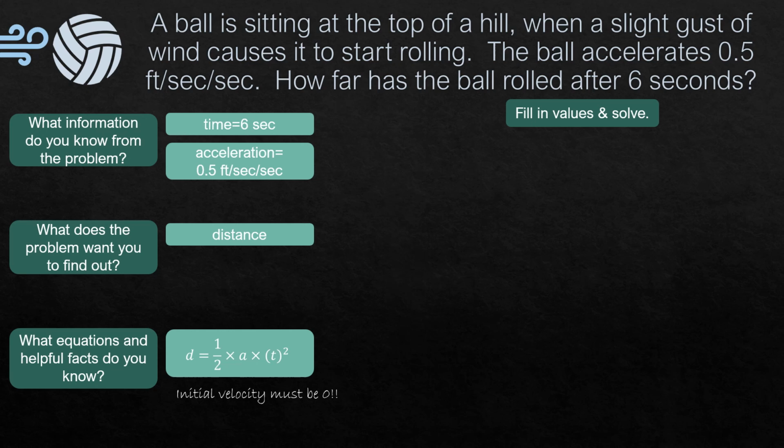Also remember, initial velocity must be 0, and the ball starts sitting at the hill when the wind just sort of nudges it just enough so it can start rolling. So initial velocity is 0. Let's fill in our values and solve. We'll start with our equation. The problem wants us to find distance, and this equation has distance, so it looks like a good choice.